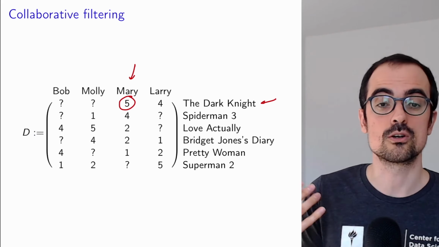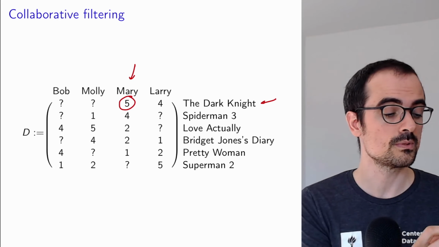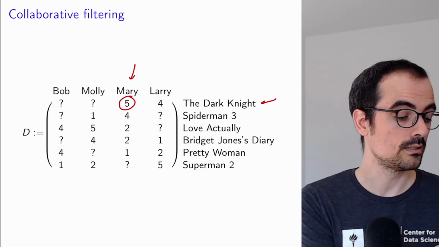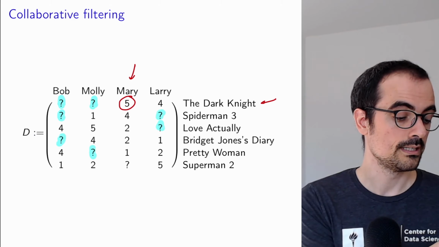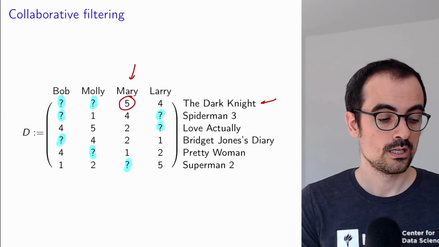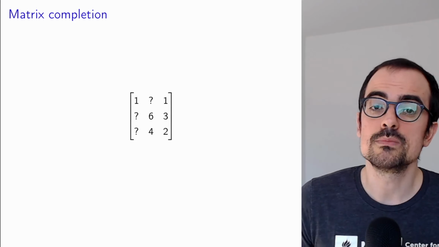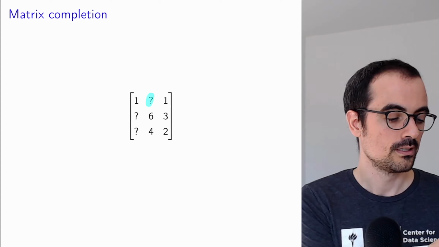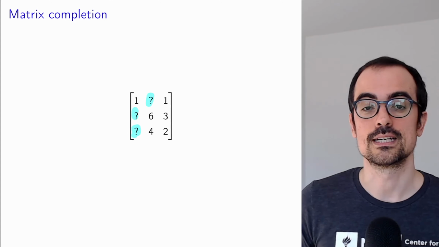And now in collaborative filtering, recommender systems, what we want to do is figure out what these values could be. These are missing ratings because these users didn't watch those movies. This is a matrix completion problem because we have a matrix and we would want to complete it. We would want to impute those values that are missing.